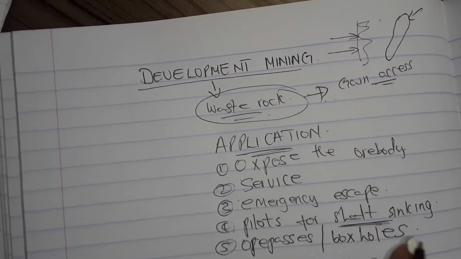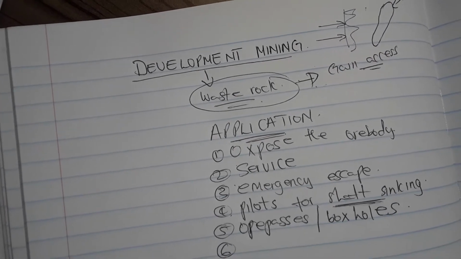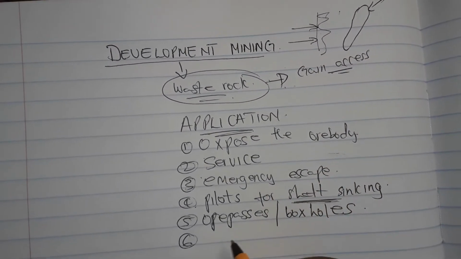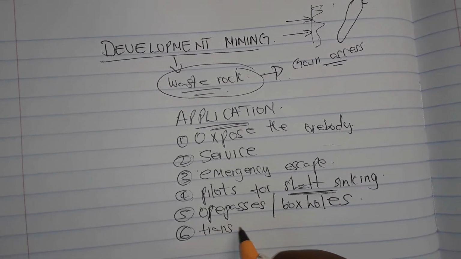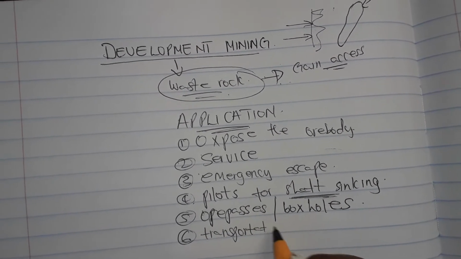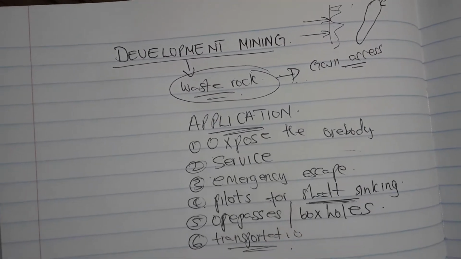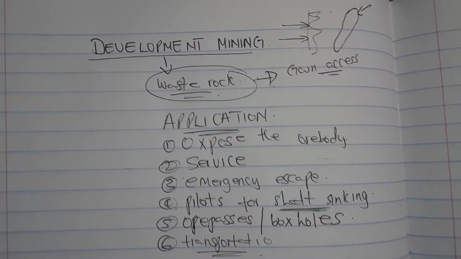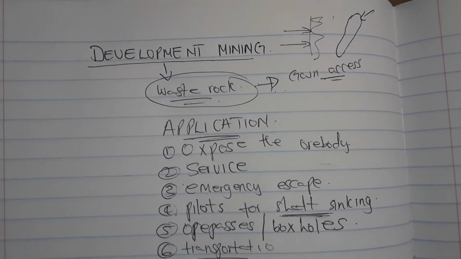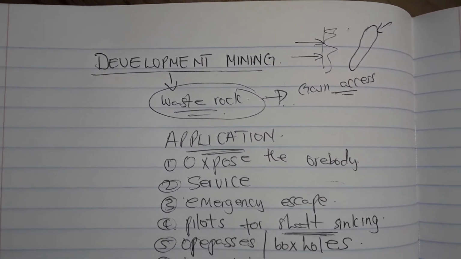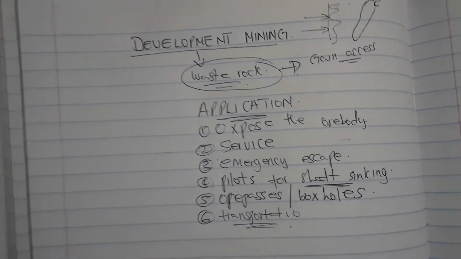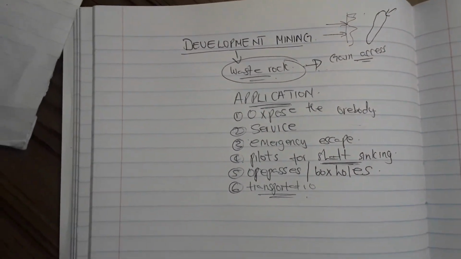And we also do development mining because we want to open roadways for transportation. This transportation could be people moving into and out of the stope, and also to take the broken rock from the working area to surface where we are going to take it to our plant. So these are the applications of development mining.